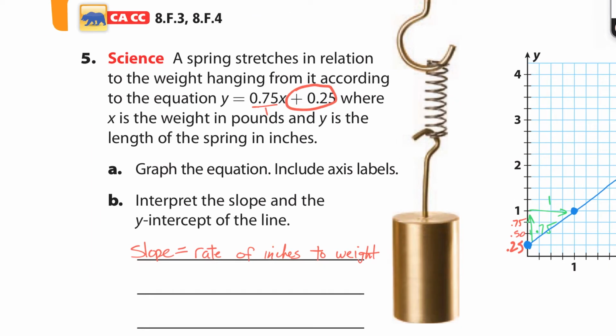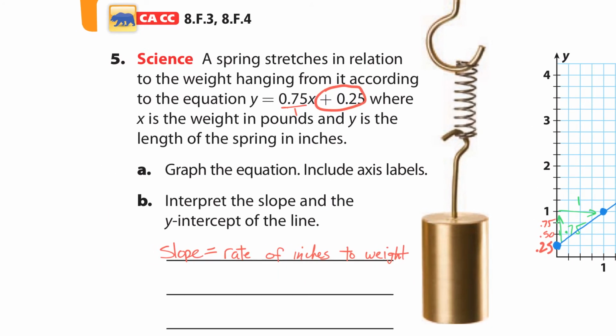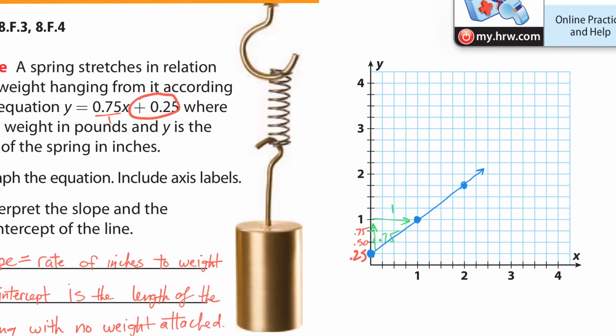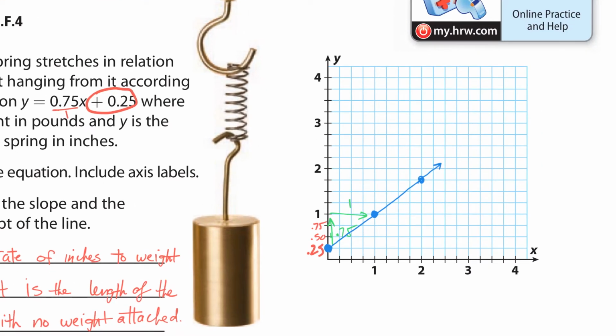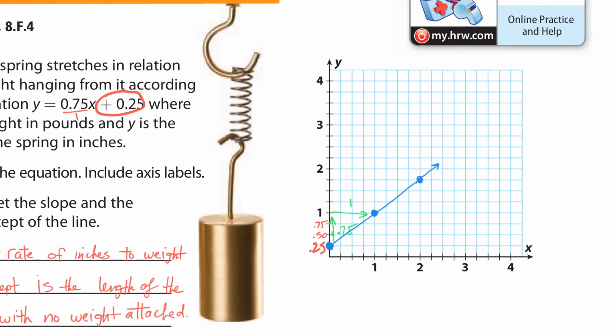Okay, and let's see what else we got here. Oh, and the y-intercept. The y-intercept is the length of the spring with no weight attached. See, if you don't attach any weight to this at all, then it's going to be 0.25. Okay, I hope that makes sense.